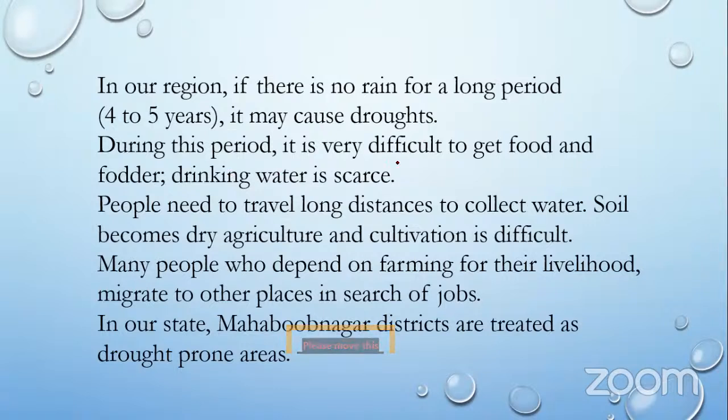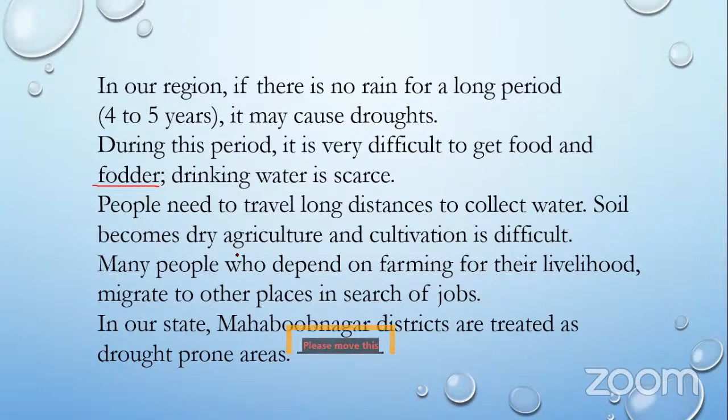During this period, it is very difficult to get food and fodder. Food means for humans, we don't get food. And fodder for animals also is not available. Animal food is called fodder, no? So fodder is also not available. Drinking water is scarce, meaning much less water will be there. For drinking purposes also, water is not available. So people need to travel long distances to collect water.